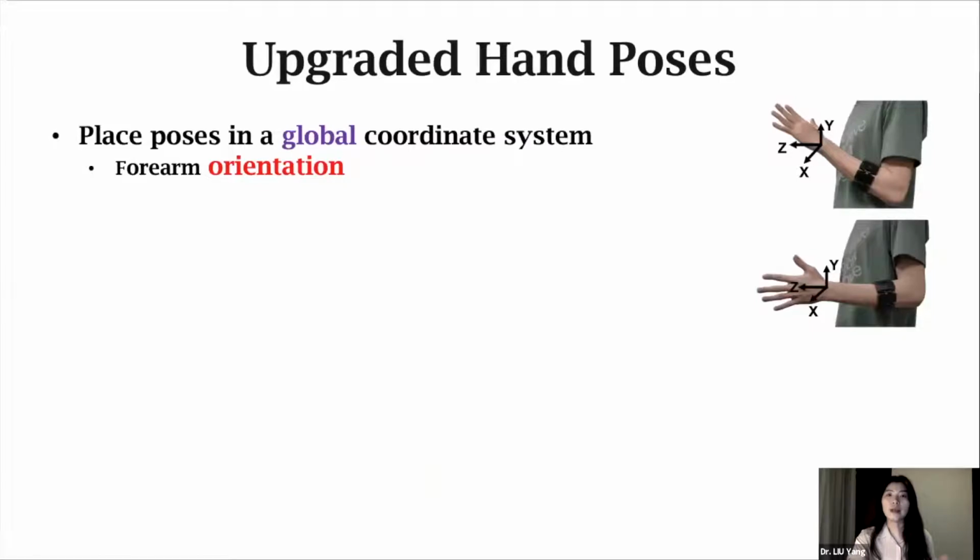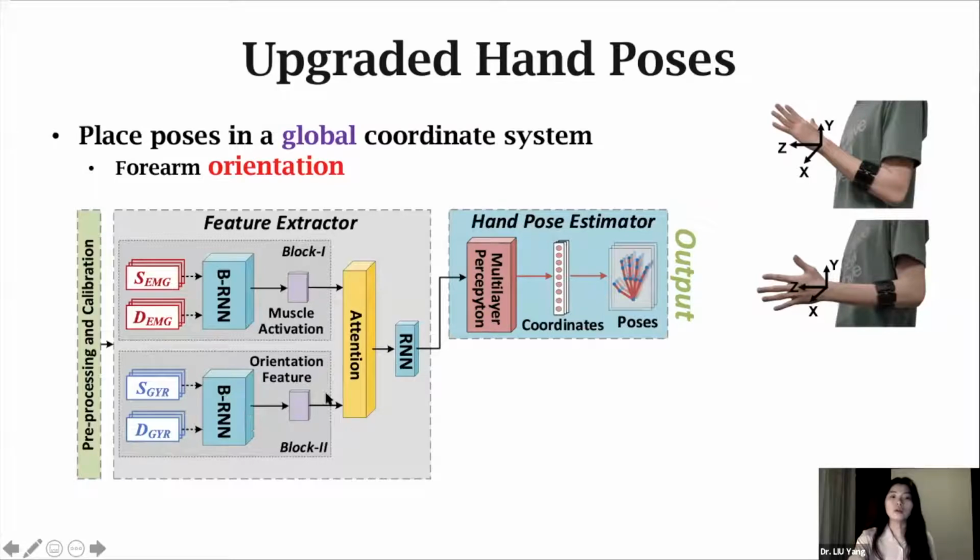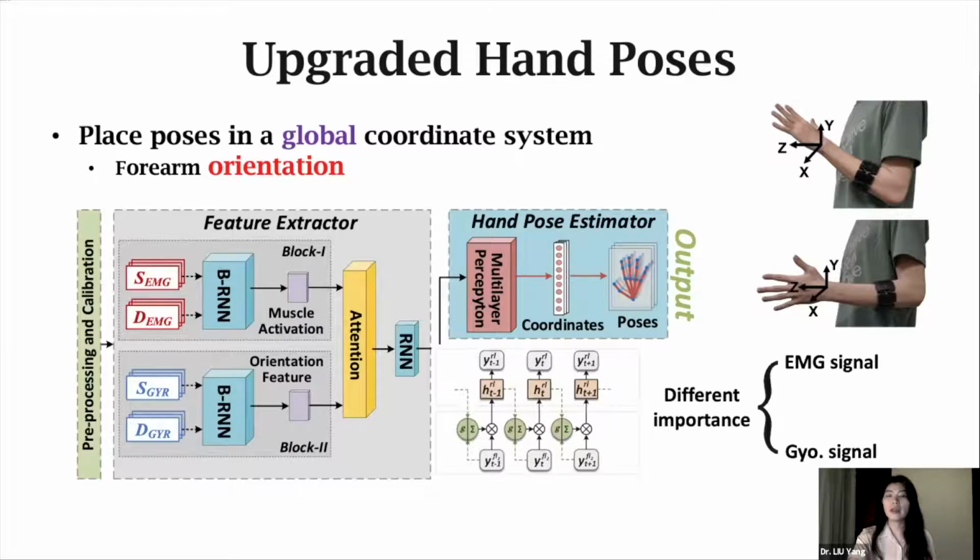Then we upgrade hand poses with arm orientation. With this upgrade, we can see in this figure that hand poses with the same hand shape but under different orientations can be distinguished. We introduce the gyroscope data in our model. Now we have 2 types of signals, and we want to fuse them together. Because they have different importance under different hand gestures, we propose a design to let the model automatically focus on the more important inputs to improve the performance.